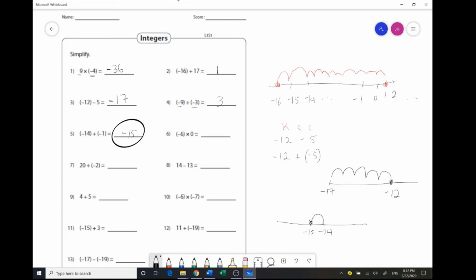Okay, number 6. Negative 6 times 0. Again, 0 times anything is 0. There's no positive or negative 0, but just 0 as it is.